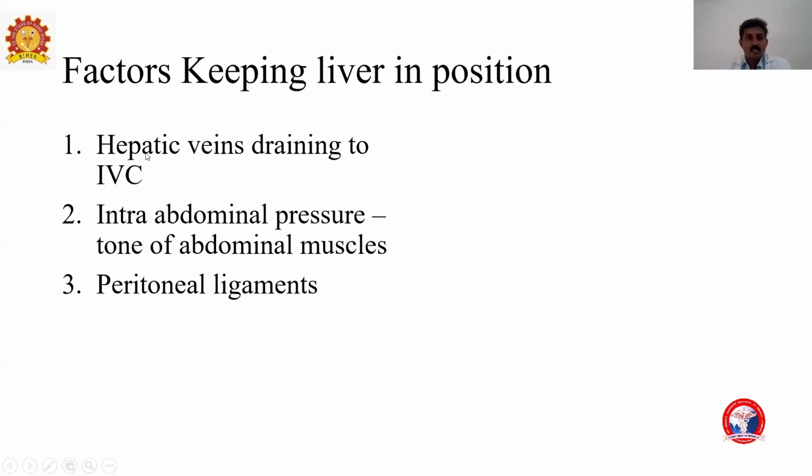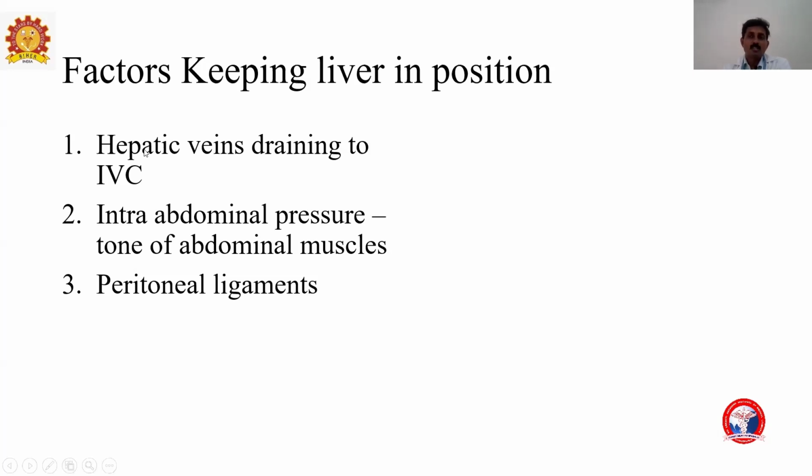The main factor is the hepatic veins draining into the IVC. We have the right hepatic vein, middle hepatic vein, and left hepatic vein. They act like an anchoring channel to keep the liver attached to the IVC. The IVC is already attached on the right side, so the liver is almost attached to the IVC by this. So the main factor to keep the liver in position is the hepatic veins draining into the IVC.